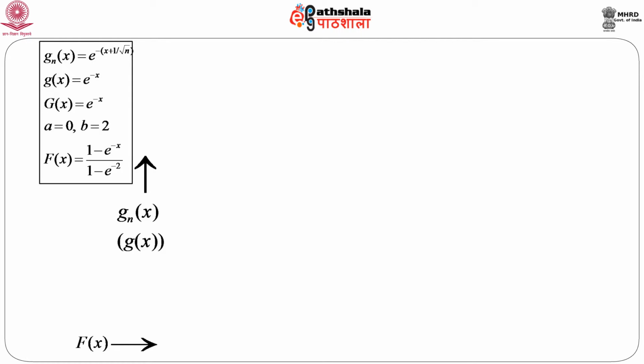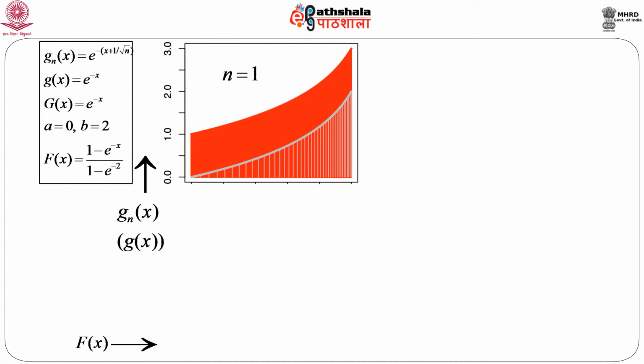Now, suppose n equals 1. If we look at the area under the curve g n x with respect to capital F x, this is the red shaded area which is given by the integral of g n x with respect to capital F x when n equals 1, and this is the limiting integral, that is the integral of g x with respect to capital F x. But you see, they are not converging. There is a substantial portion which is only red, but there is no gray shade.